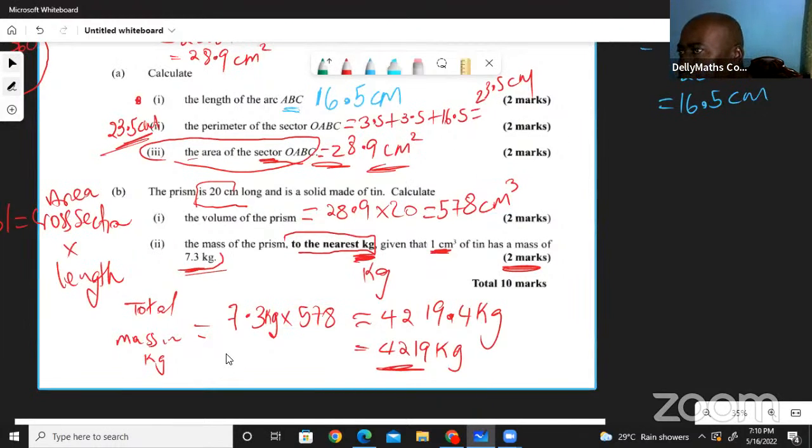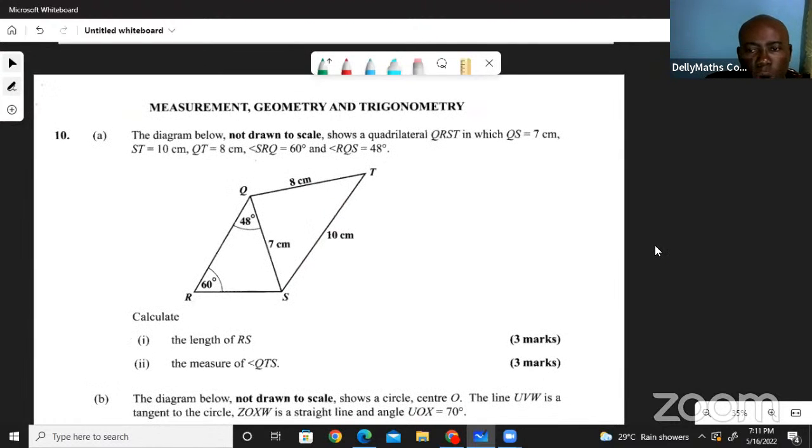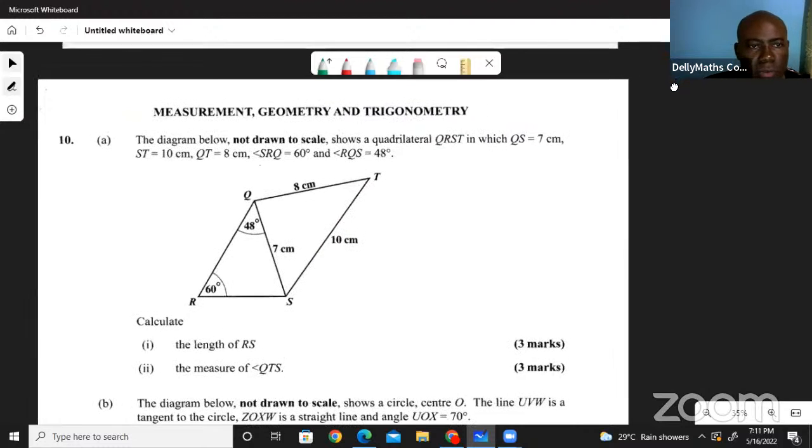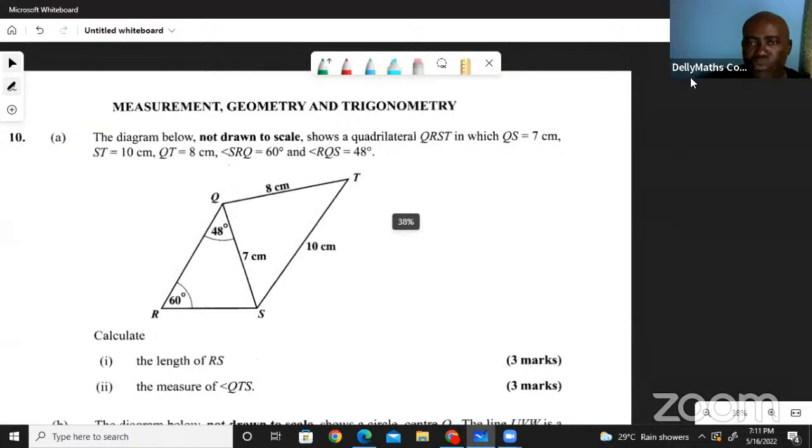All right. We have been touching a number of questions, as you could see. So let us continue on the journey. Here it is, trigonometry comes up now. Let's go for this one. This one comes under measurement, geometry, and trigonometry. I think it's going to be a long question. Yes, it is. So let's get on board.